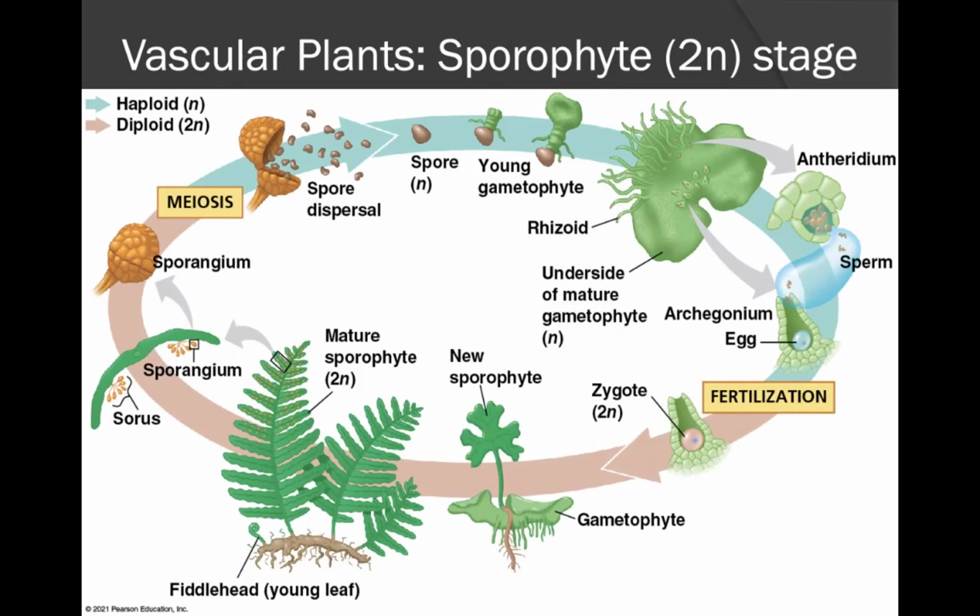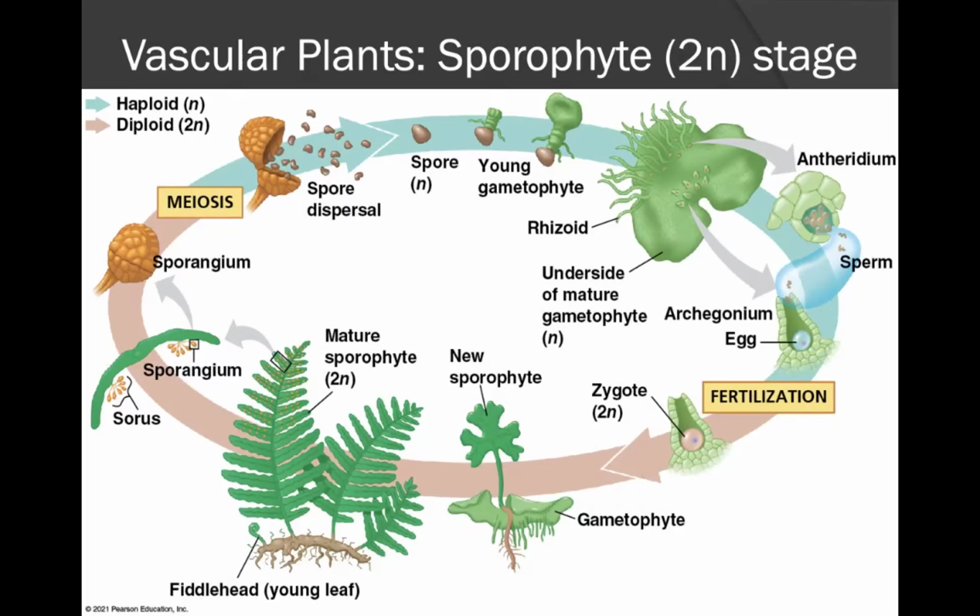Once the sperm is released in a liquid medium, it can travel to the archegonium, where it will then undergo fertilization to form a zygote. The zygote will continue to develop in the archegonium. This will then lead to the production of a sporophyte. As this sporophyte matures, it will then produce sporangia. The sporangia will then undergo meiosis to release more spores. Keep in mind that many sporangia may be present together and anchored in a structure called a sorus. Many sori can be present on the underside of leaves.